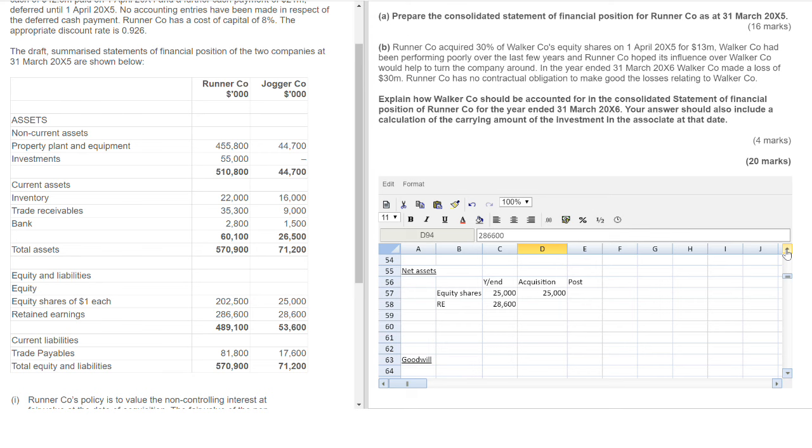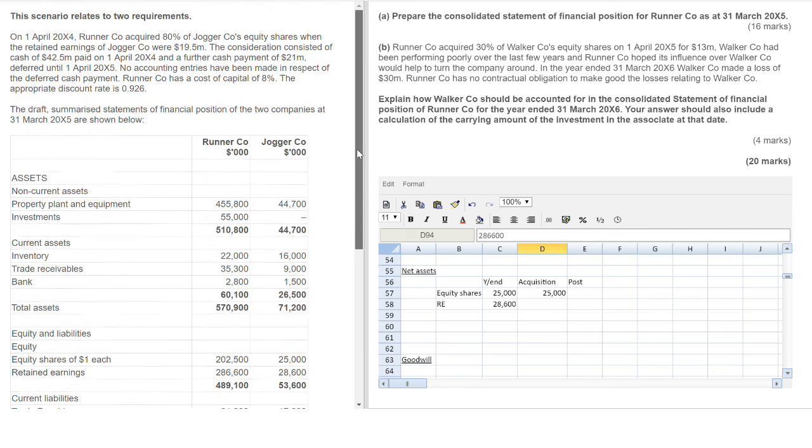Okay, excellent. Everybody happy with where we are so far? Hopefully that shouldn't have caused you too many issues. Okay. What I would do is I'd start looking at the net assets and the information that you've got at the top. So it says there the retained earnings at acquisition were 19.5 million. So I can put that in. That should be pretty straightforward, shouldn't it? Okay, 19,500.